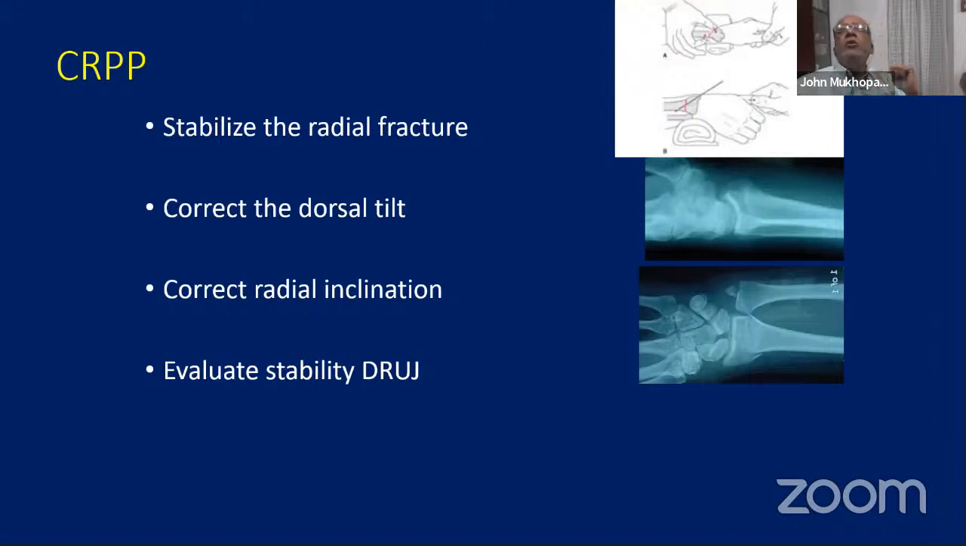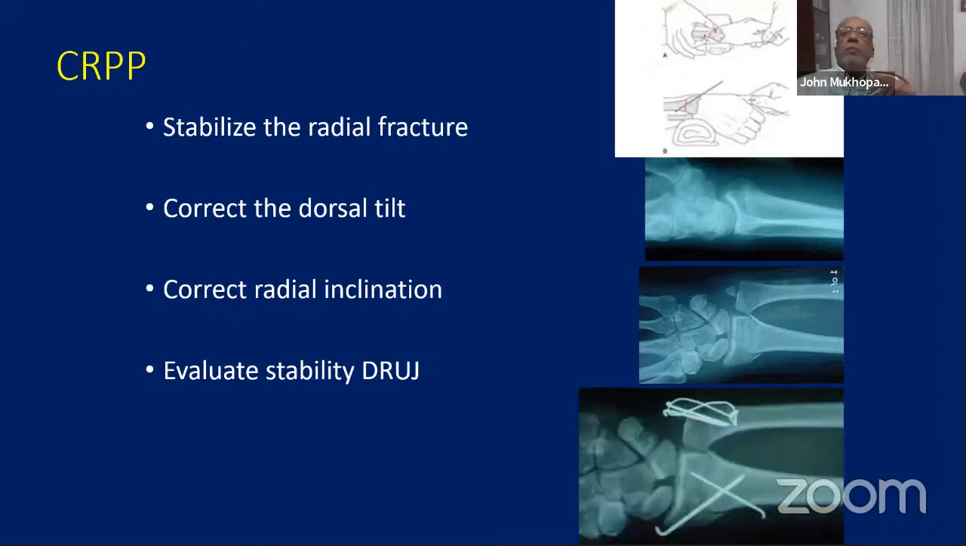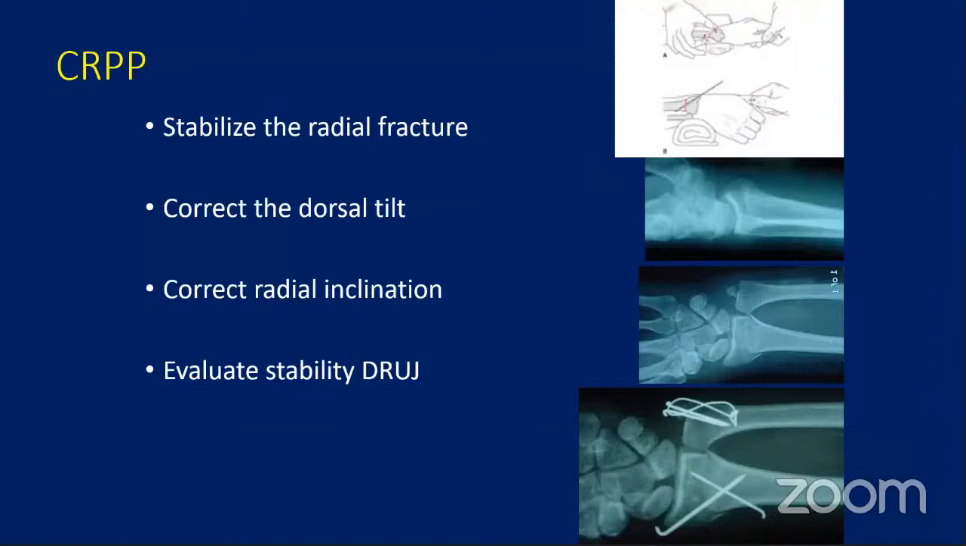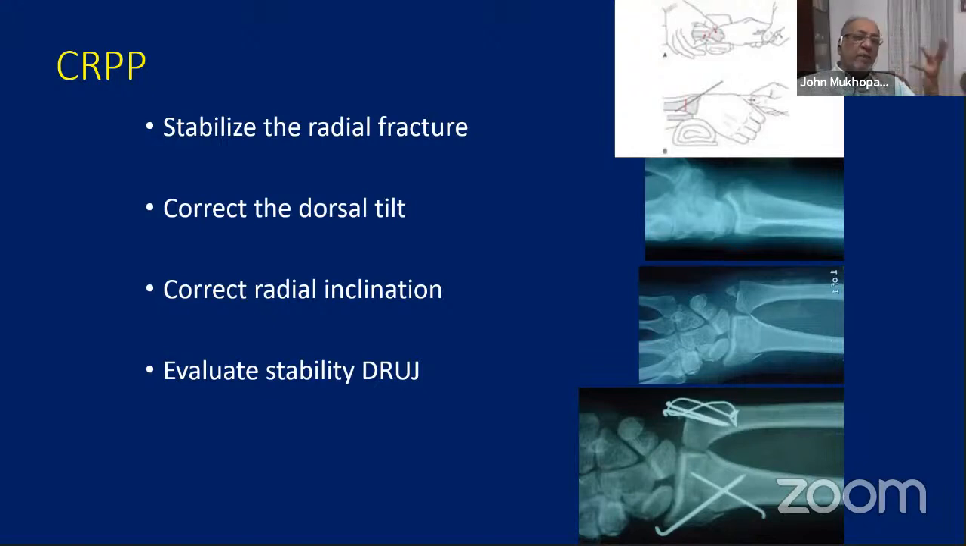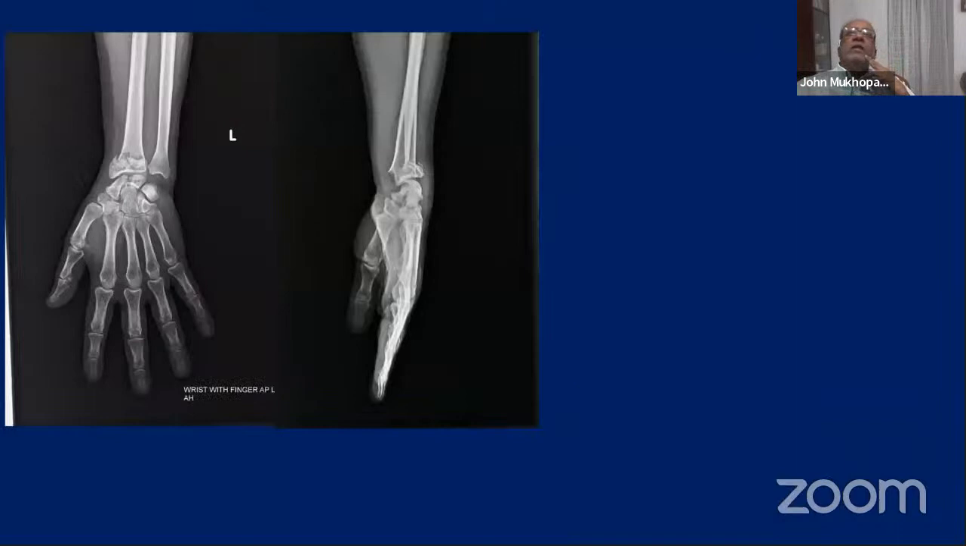So if you're planning to do closed reduction and pinning, it's important that you do it in a proper sequence. You stabilize the radial fracture, reduce it, correct the dorsal tilt, correct the radial inclination, and evaluate stability of the distal radio-ulnar joint. And if you find that is unstable, you may even put in a pin into the ulna, or if there's a radial ulnar styloid fracture, you may require to fix it either with a small tension band wiring, or today there are small screws available which you can fix it, or if it is just an avulsion of the tip, maybe a suture anchor. So these are various options that you have.